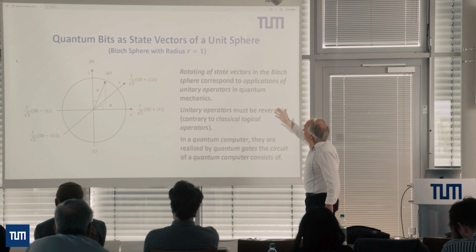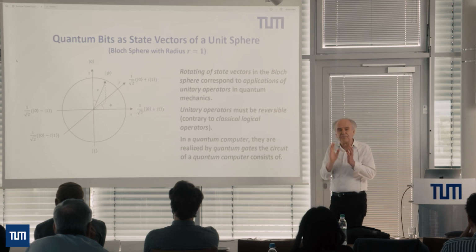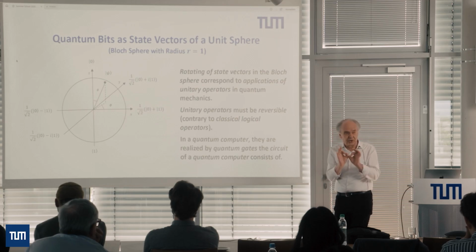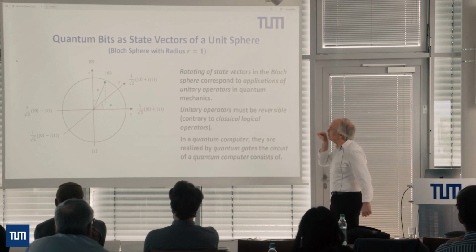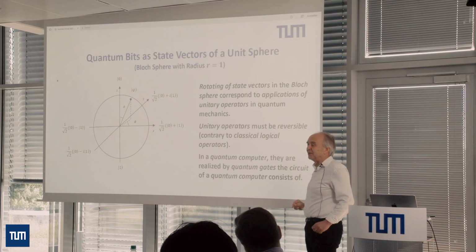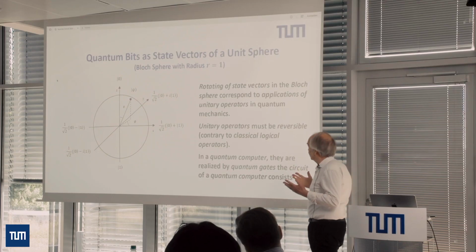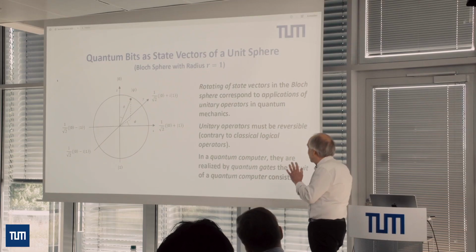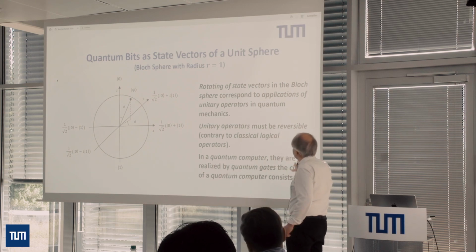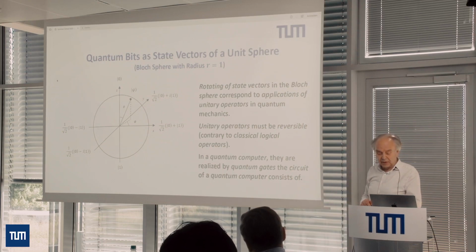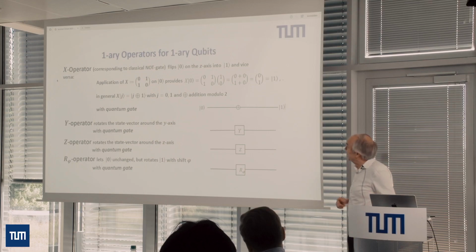Now, the rotating state vectors in the Bloch sphere correspond in the quantum formalism to applications of unitary operators in quantum mechanics. And that is crucial by mathematics. And it fits exactly the physical situation. Unitary operators must be reversible. And you know, the classical logical connectives are in general not reversible. And in a quantum computer, they are realized by quantum gates. And we will now consider some examples of the quantum gates.